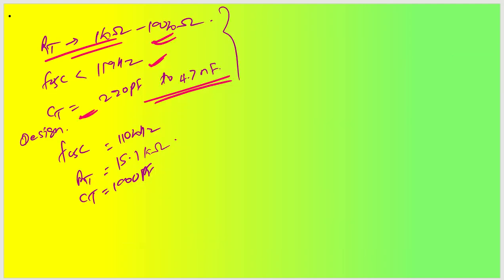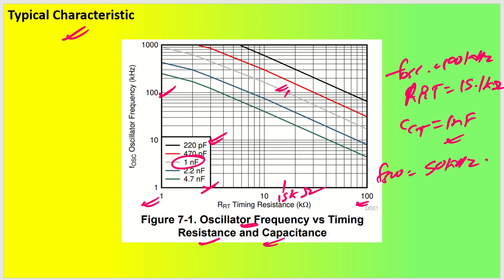If you want to design for, let us say, an oscillator frequency of 110 kilohertz, then you can use these two values by default, as given in the data sheet, as these are the design values: 15.1 kilo ohm and 1 nanofarad or 1000 picofarad for 110 kilohertz frequency. So the value that I was showing you here is not actually 100 kilohertz, it is 110 kilohertz. It depends, because the graph is very small, so it is very difficult to fine tune or find an accurate value, so we always have to go ahead with the values that are given in the data sheet.